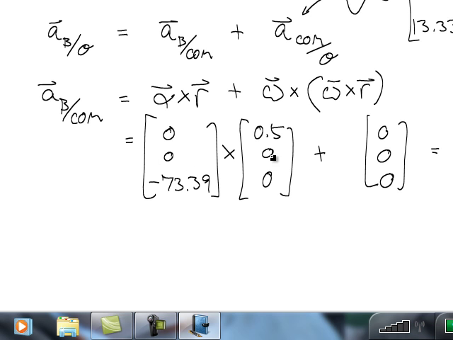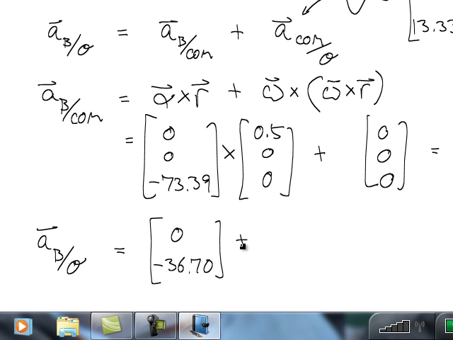And so the acceleration of B relative to the origin is 0, negative 36.7 plus 0, 13.33, which is 0, negative 23.37.